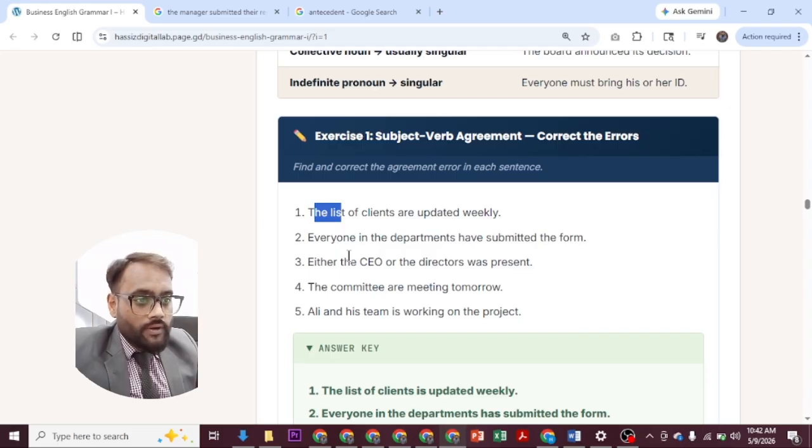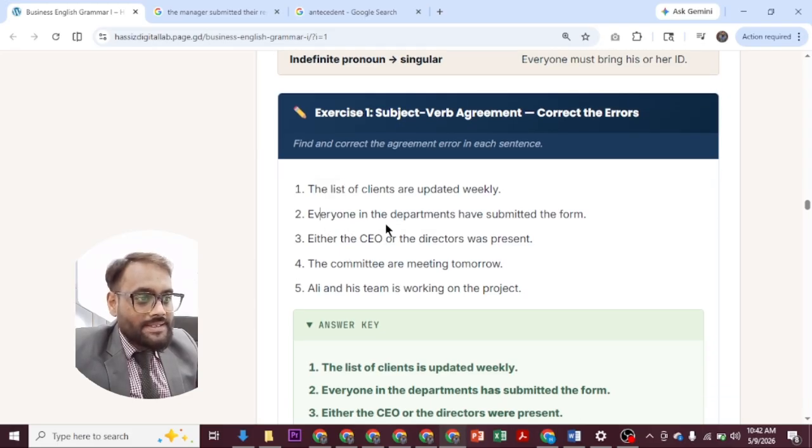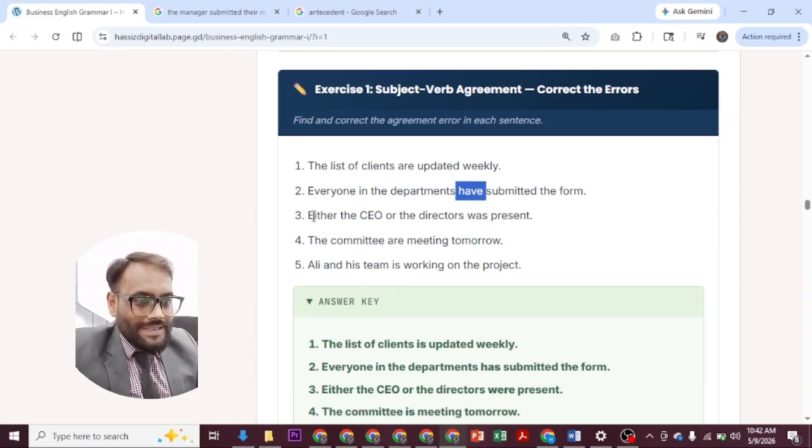Okay, let's move toward number 2. Everyone in the departments have submitted the form. Okay, everyone is singular. Because of this, we're going to replace "have" with "has". Okay, next let's move toward number 3. Either the CEO or the directors was present.